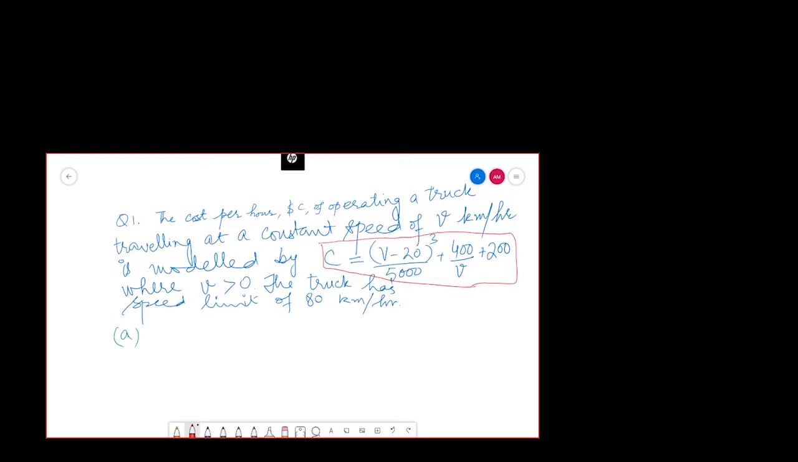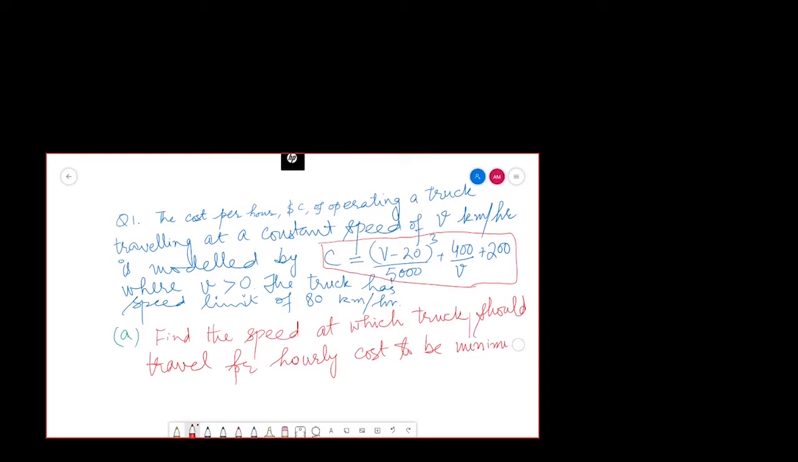The first question is: find the speed the truck should travel at for the hourly cost to be minimized. So could you differentiate it and make it equal to 0? Then once you find the points, put them back into the first equation to figure out which point gives you the least. You will also look at the second derivative to find whether that point corresponds to a minimum or a maximum.